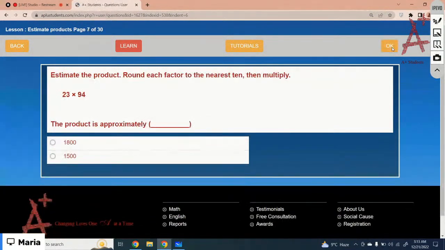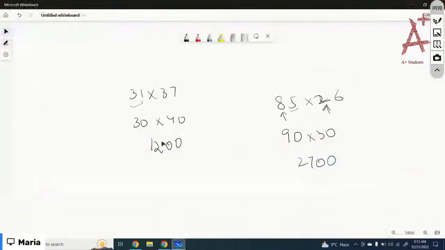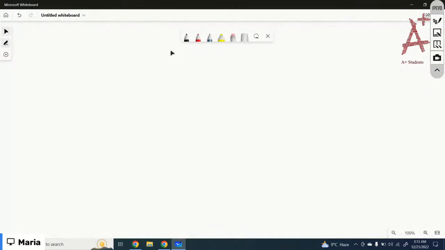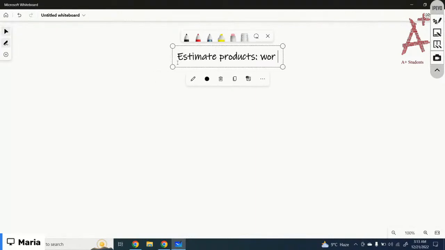Let me just move on to the next lesson. Got it, everyone? The next lesson is estimate products word problems. Let's just start with the next one, that is estimate products word problems.